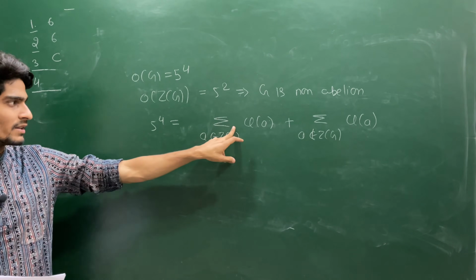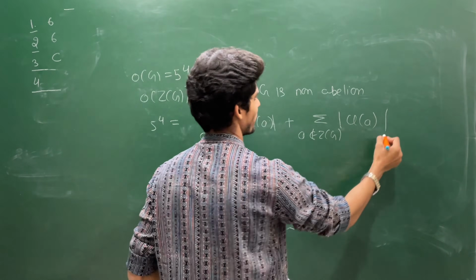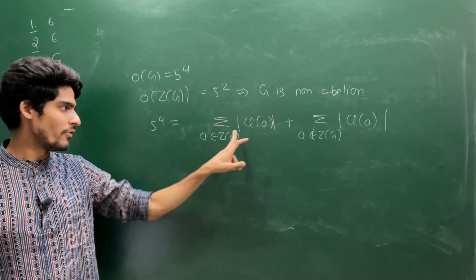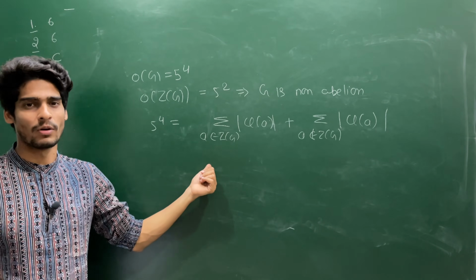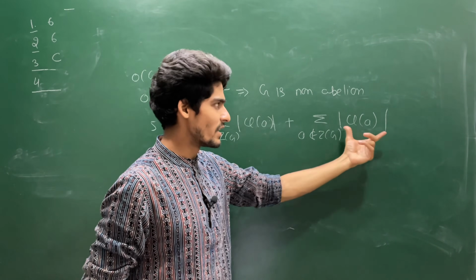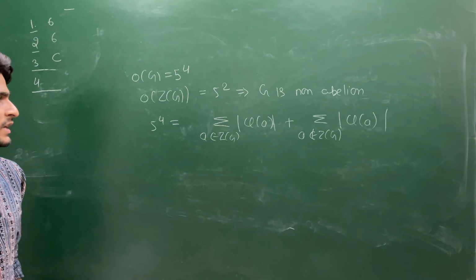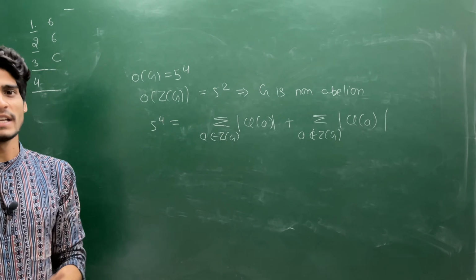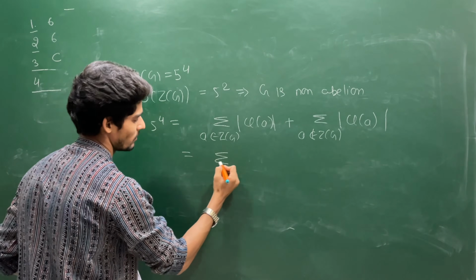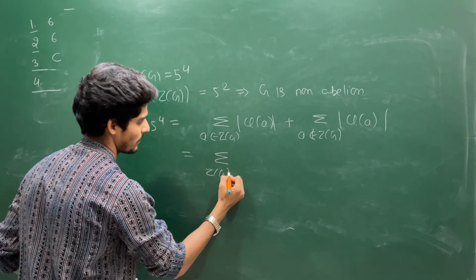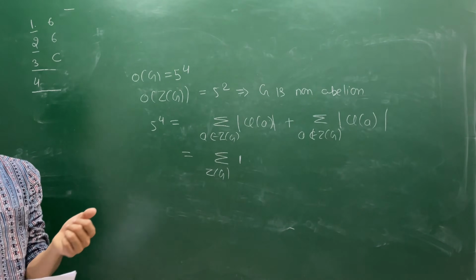5 power 4 is equal to summation cardinality of class of A, where A is varying over ZG. That is, this is the sum where every element is coming from the center, and this is the sum of cardinality of classes where the sum is varying over elements which are not in center. See, if any element is in the center then its class always has a singleton element, that element itself. So you can write in this format also, because in ZG every element has only a single element in its class, and that element is itself.